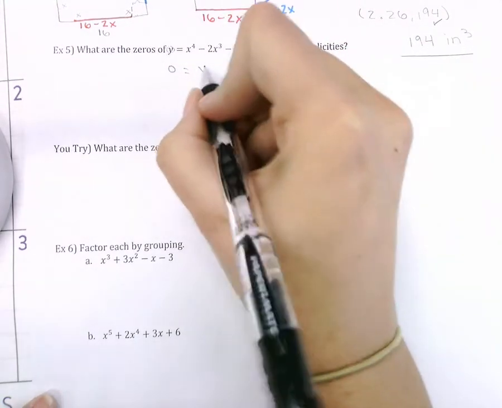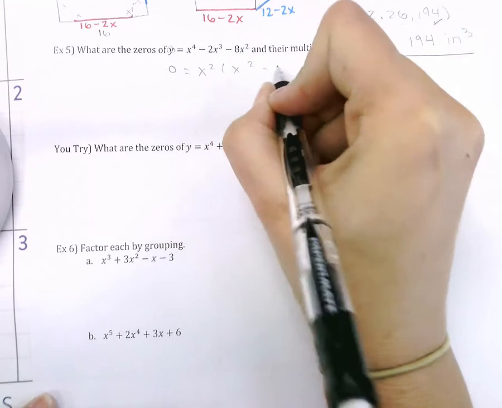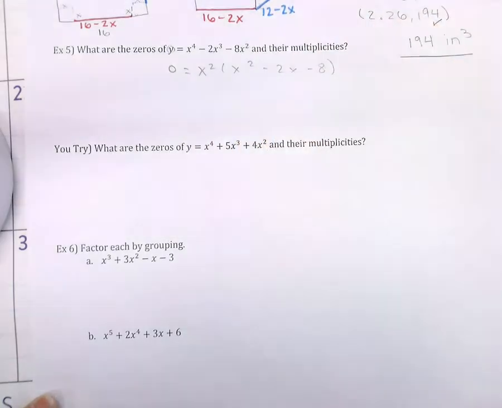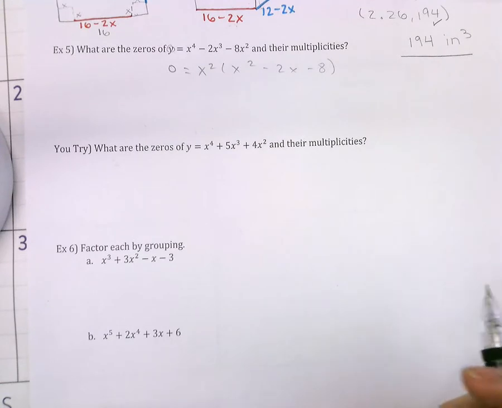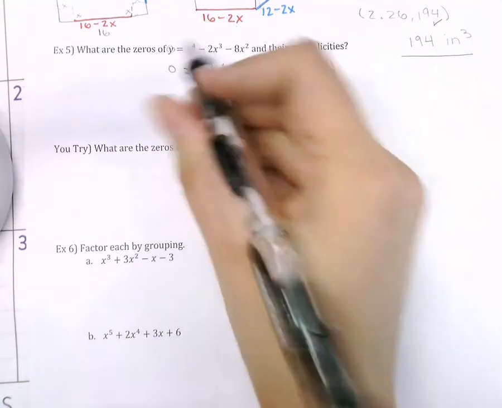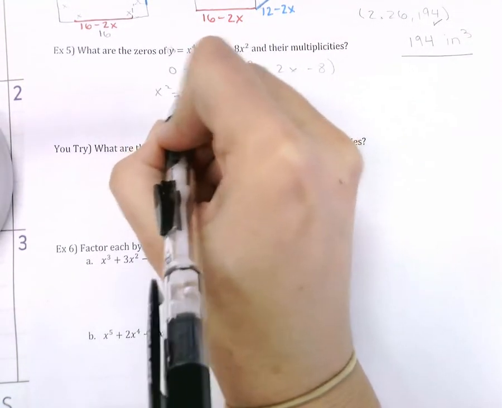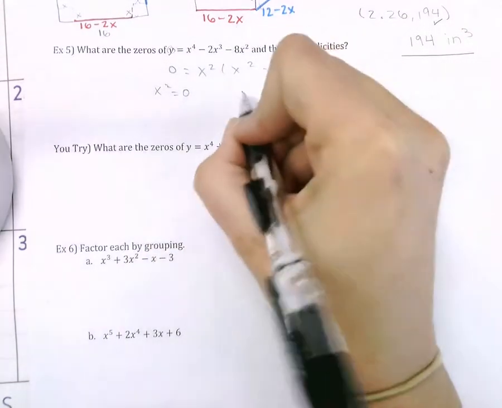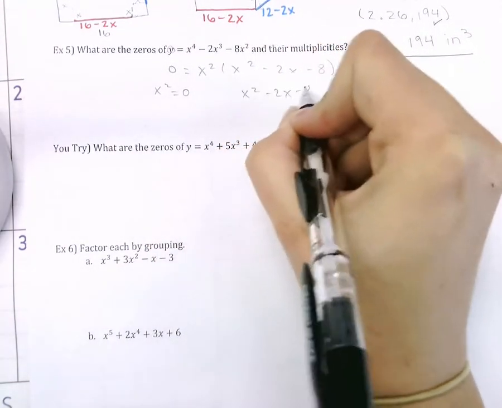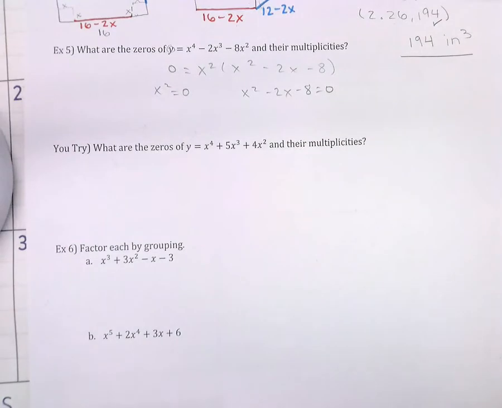X squared. Okay. So that would leave us with x squared minus 2x minus 8 if we take out an x squared. Then we're going to take the x squared and set it equal to 0. And we're also going to take the x squared minus 2x minus 8 and set it equal to 0.